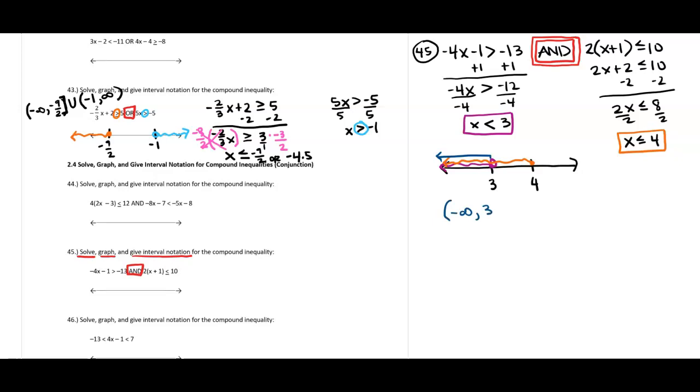And then remember, there's no overlap at the 3, because it didn't include the 3 before, so that point isn't overlapped. So that would be a parenthesis there also. Okay.